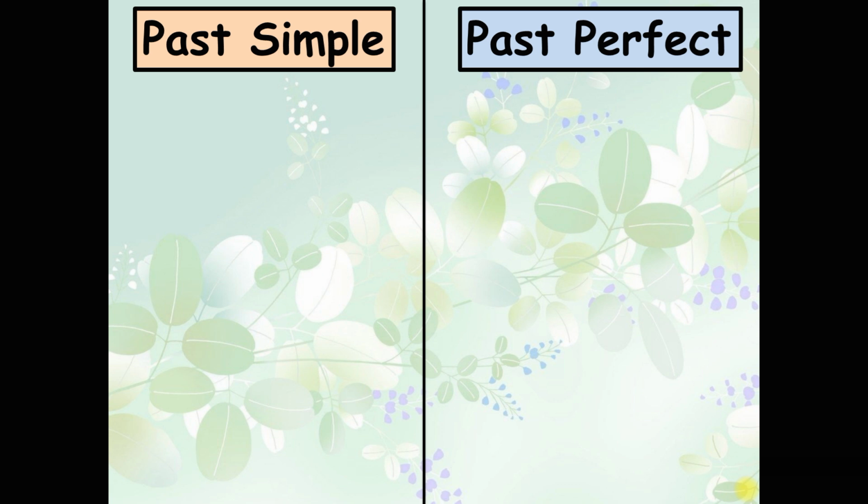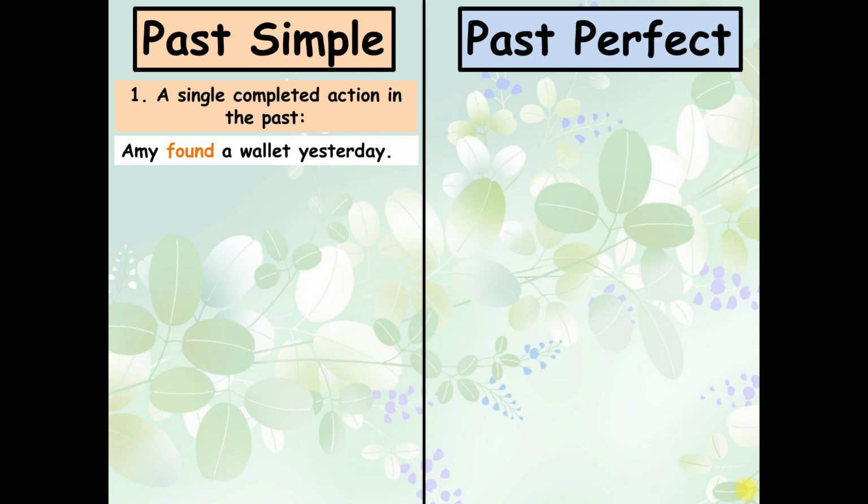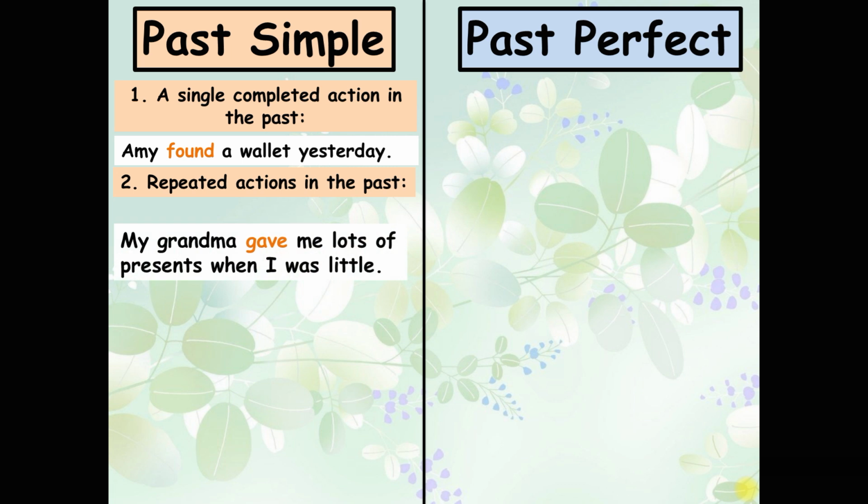Let's start with the past simple. So the first situation when you need to use it is when you talk about a single completed action in the past. For example, Amy found a wallet yesterday. You also use it when you're talking about repeated actions in the past. My grandma gave me lots of presents when I was little.